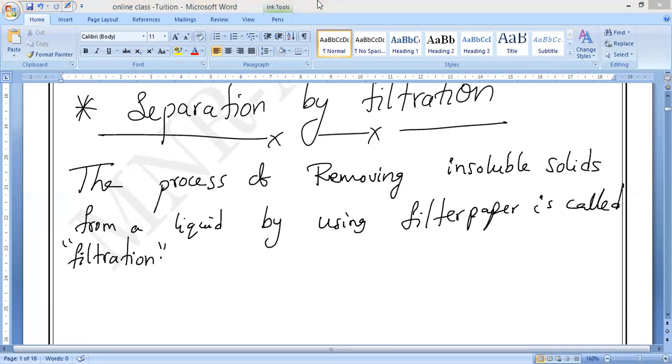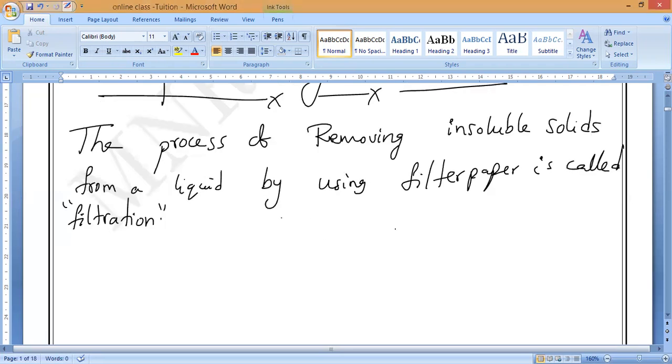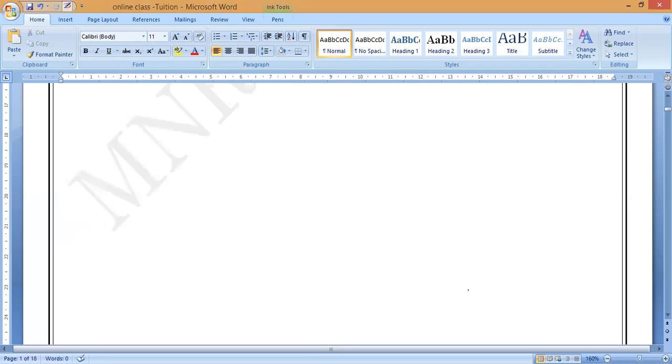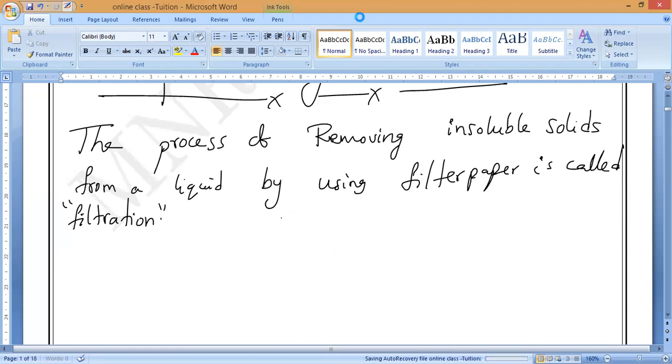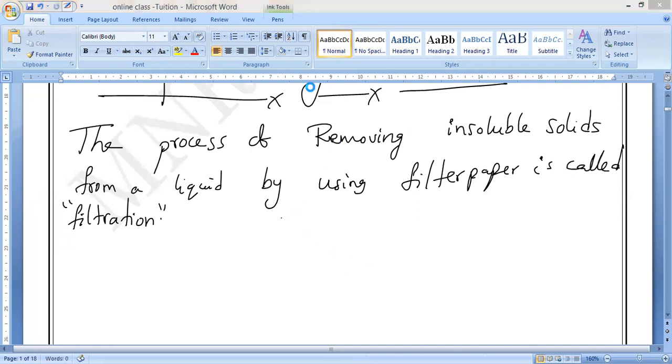It is fully MCQs, Laksha. Till now you don't know? It means you are not attending the classes properly. Completely MCQs only. Is it okay, Laksha? Fully MCQs. Okay? That is filtration.